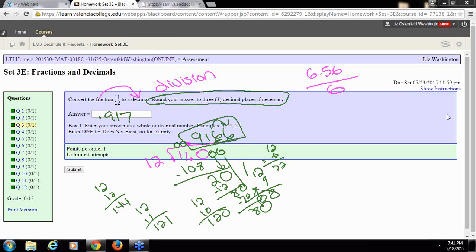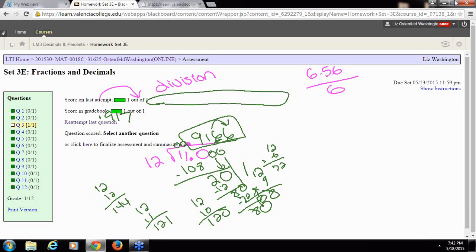Now I'm going to go ahead and try to type that in because I want to make sure that your homework is accepting valid answers. 0.91. Oops, I am not typing in the right screen. Hold on. 0.917. There we go. Any questions about that one?